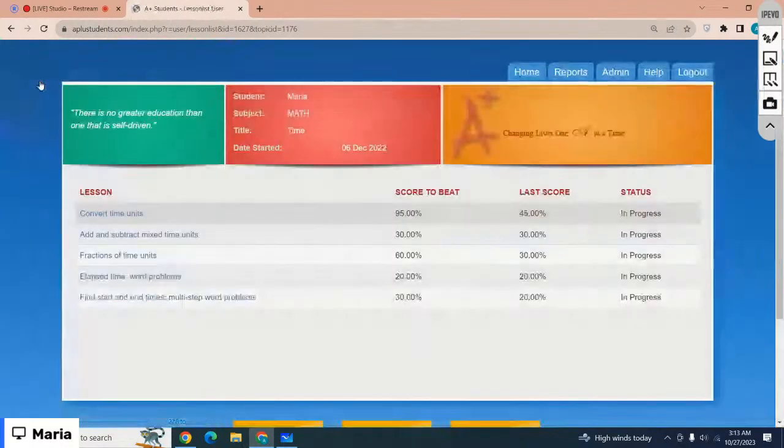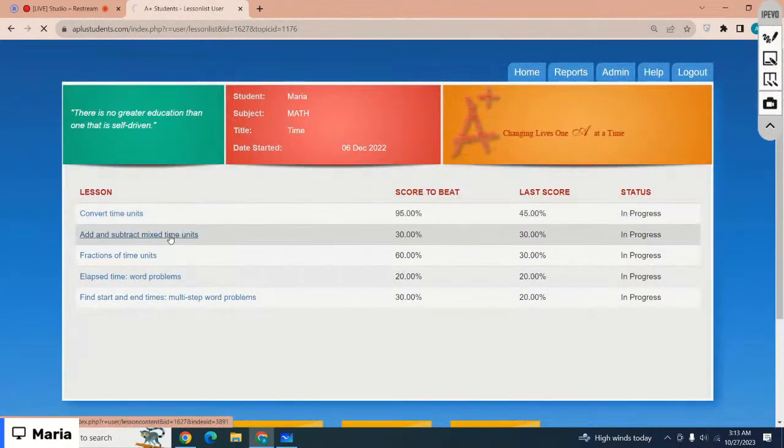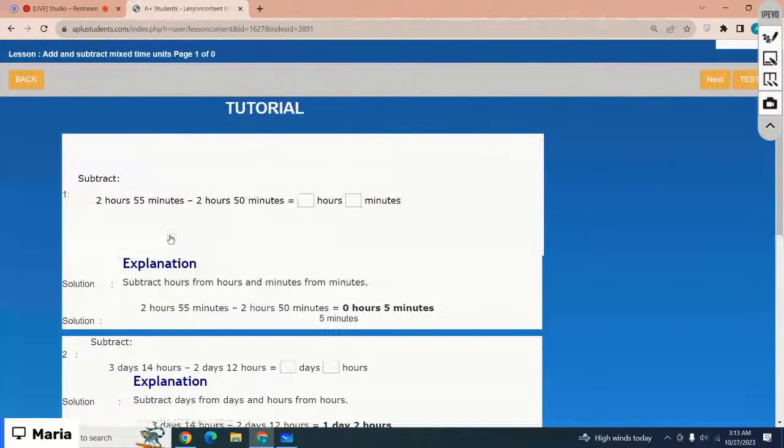Okay, the next lesson is adding and subtracting time units, right? When you talk about adding and subtracting time units, one very important thing is you always add the same units. You add minutes to minutes, seconds to seconds, and hours to hours. You don't add minutes and hours, or minutes and seconds. You always add minutes and minutes, the same units, right?